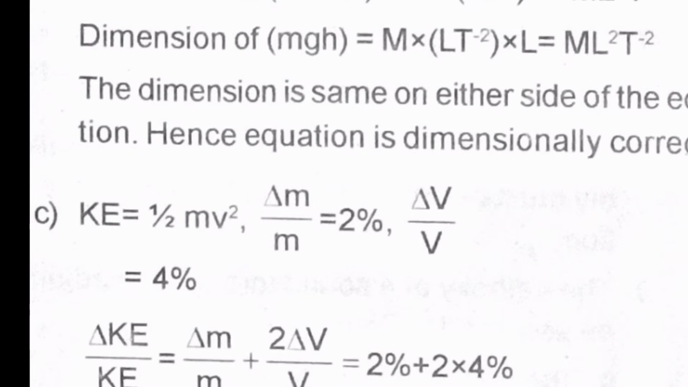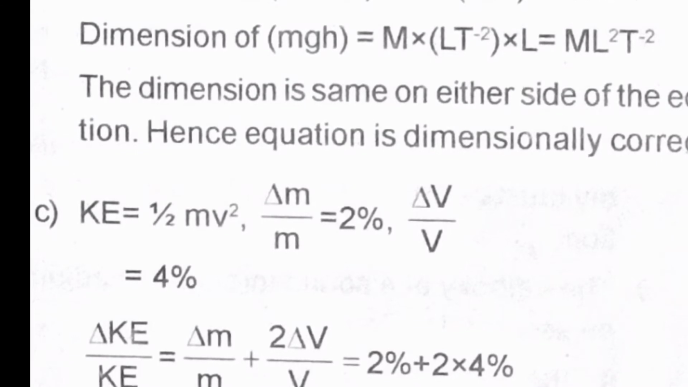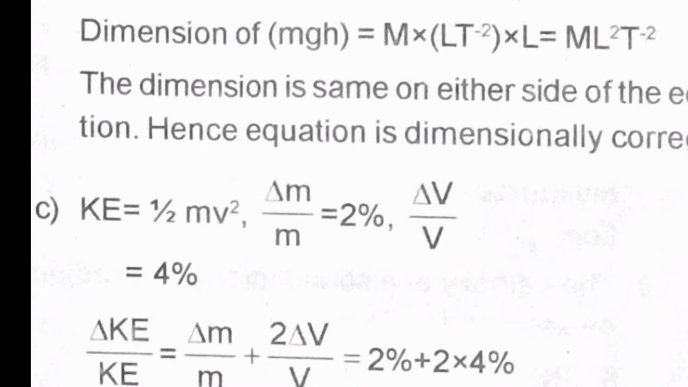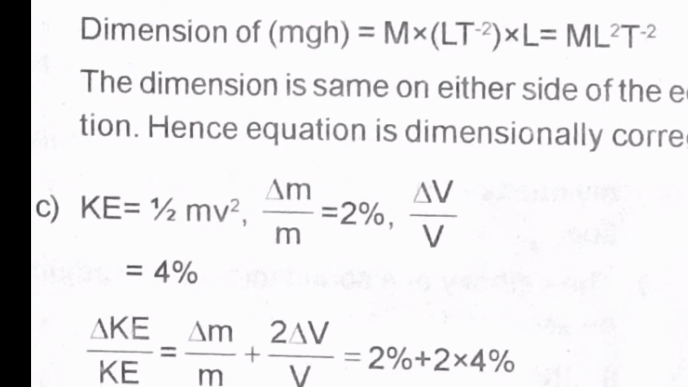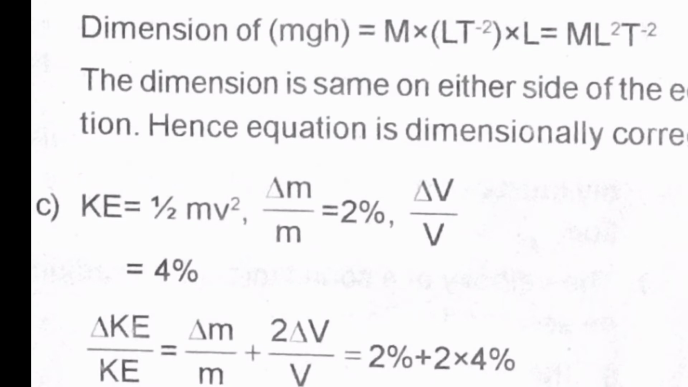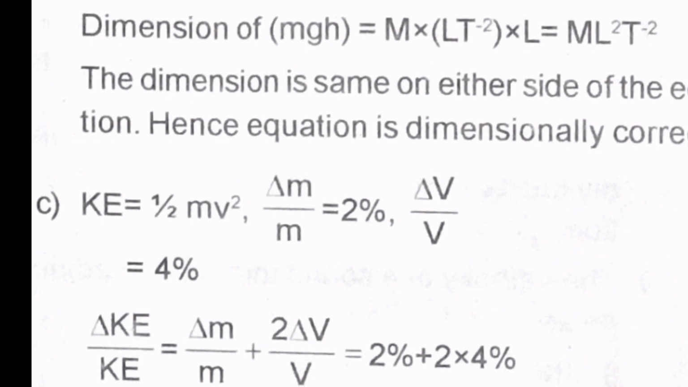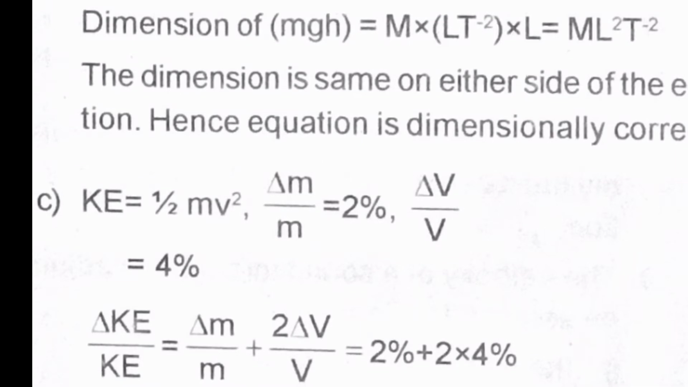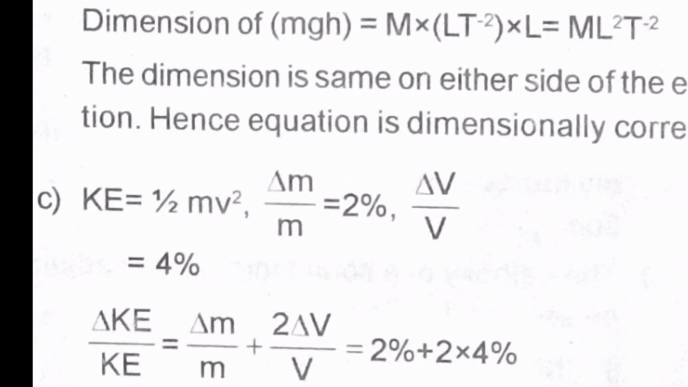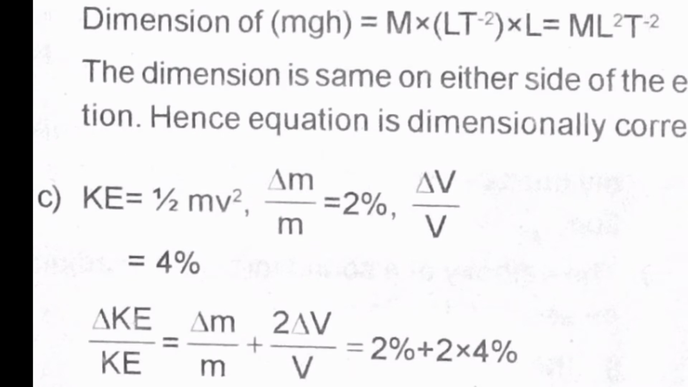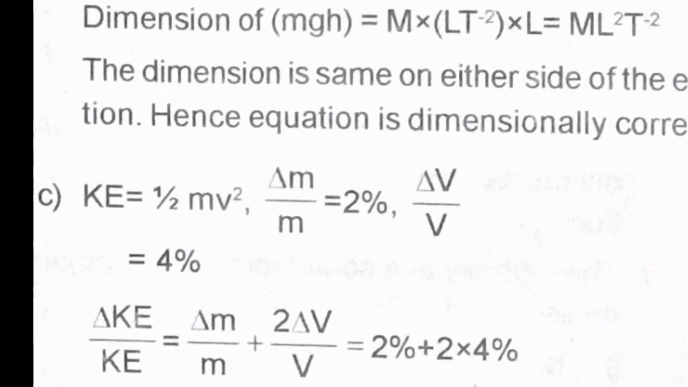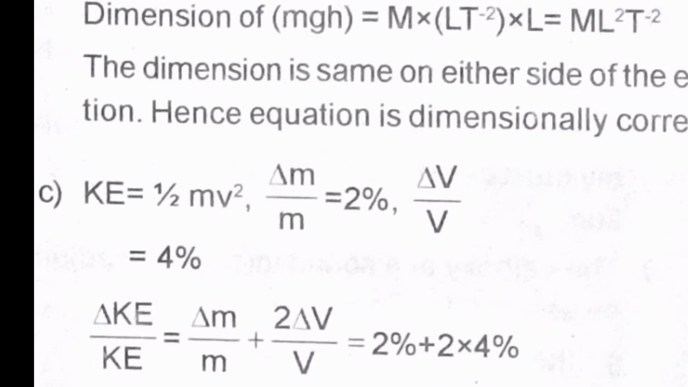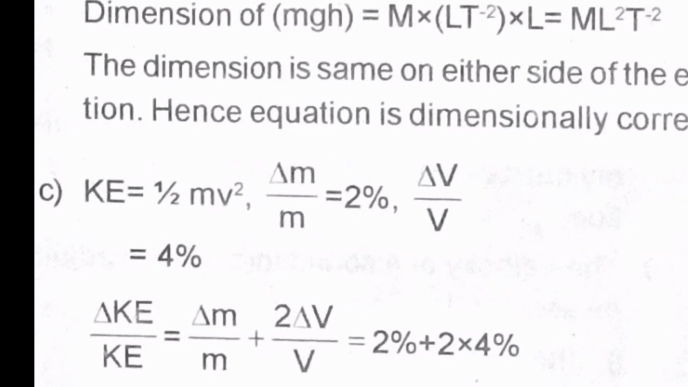What are the given quantities in the third question? Yes, it is given that the percentage error in the measurement of velocity is 2% and the percentage error in the measurement of mass is 4%. Then we have to calculate the percentage error in kinetic energy. So first of all, we can write down the given quantities. Here the percentage errors in velocity and mass are given. Then we have to calculate the percentage error in kinetic energy.